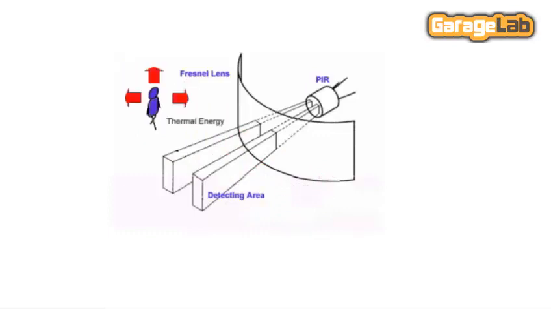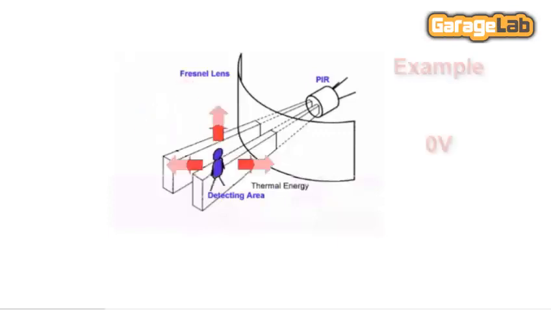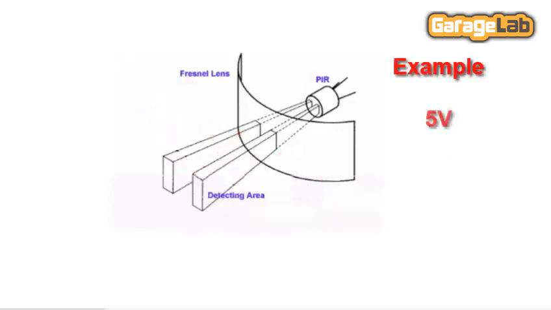Basically, it takes heat images on two different sensors at different times. When they differ, they know something has changed. In this example, you can see that the sensor is triggered on low logic level, 0 volts.